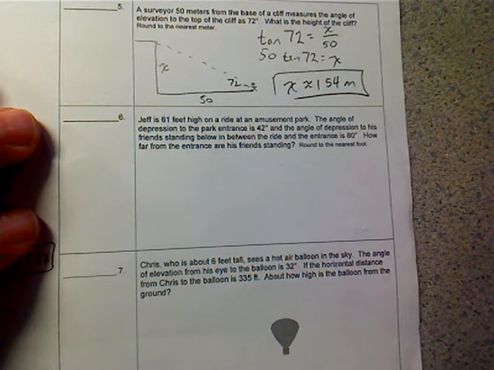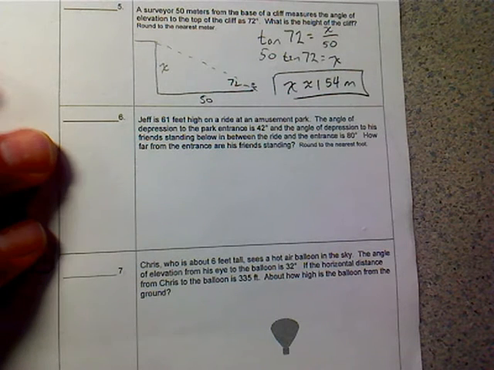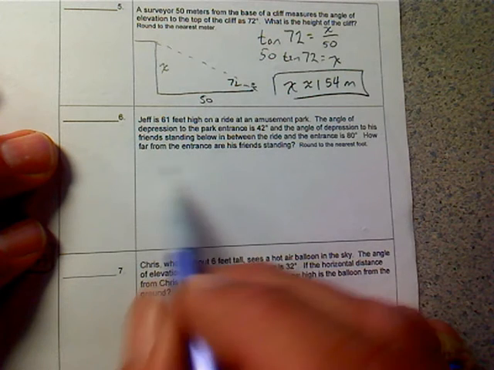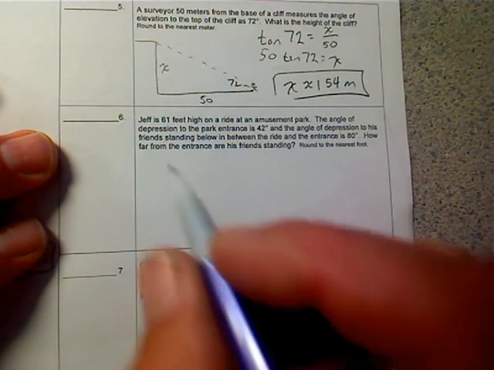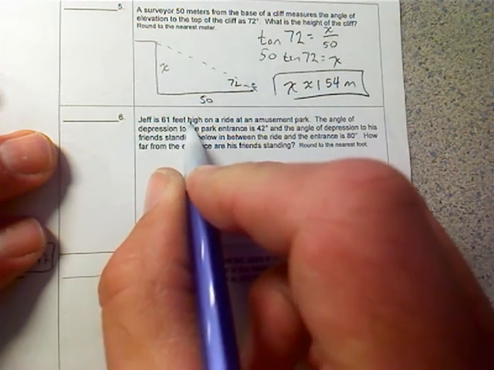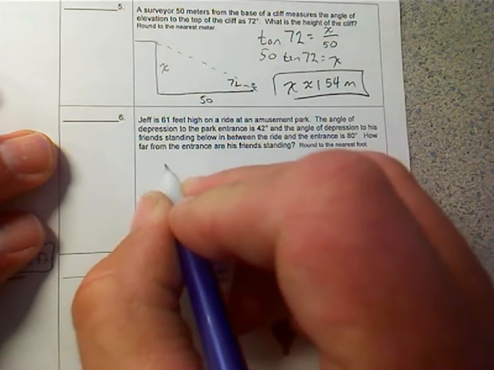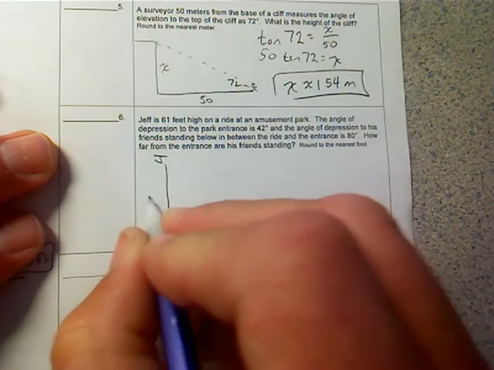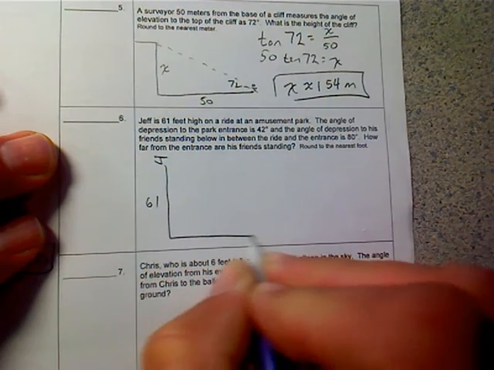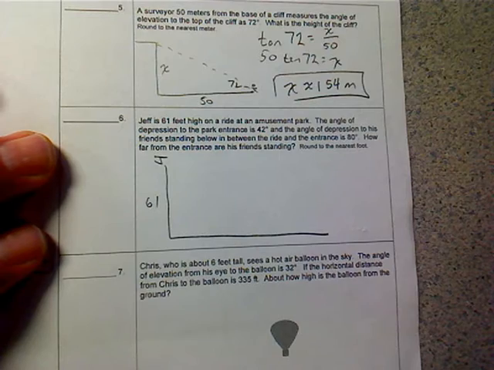Jeff is 61 feet high on a ride at an amusement park. The angle of depression to the park entrance is 42 degrees. The angle of depression to his friend standing below the ride is 80 degrees. How far is the entrance from where his friends are standing, rounded to the nearest foot? Oh, okay. So Jeff is 61 feet high on a ride at an amusement park. So here's Jeff. Jeff is hanging out up here. Okay, there's Jeff, and he's 61 feet from the ground.